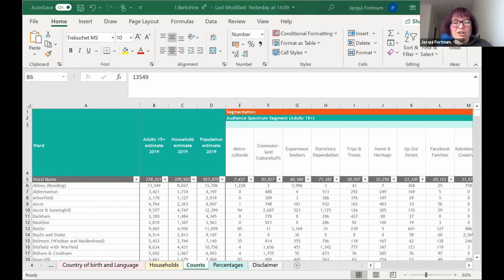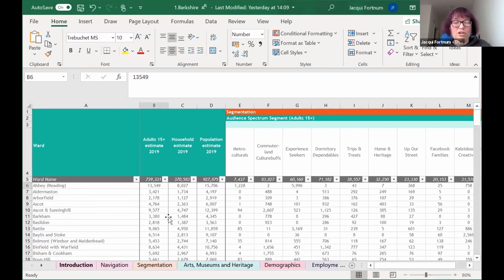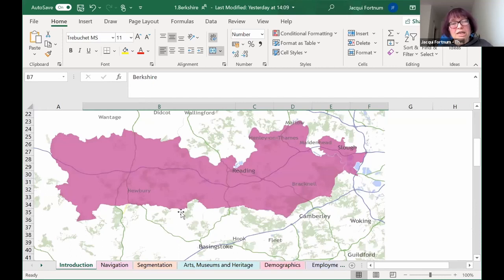So that is all of the information that you can find in your engagement area profiles, and as you can see, there's a lot of it. So it is worth taking a little bit of time to explore the reports and really think about which bits of the data are going to be useful for you, and how you might want to use them.